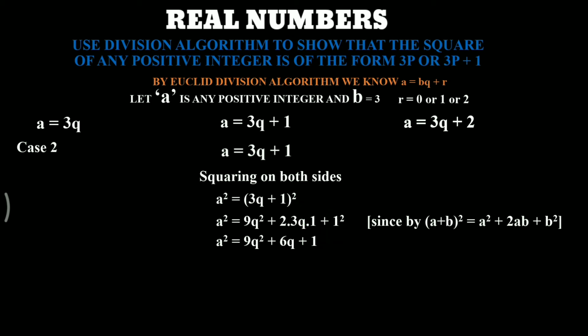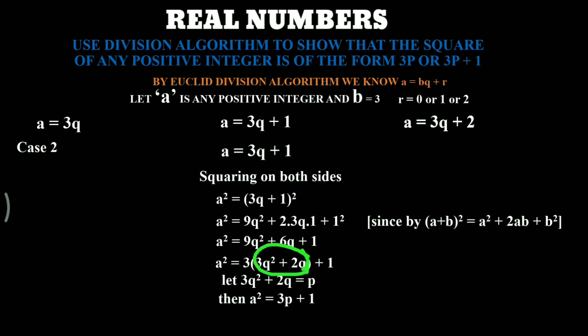The next, I am going to take 3 common from the first two terms, as 9 can be expressed as 3 times 3 and 6 can be expressed as 3 times 2. So I have taken 3 common. So if you take 3 common, 3 of 3q square plus 2q plus 1. So here I am going to assume that 3q square plus 2q is equal to p, and I am going to replace it. Then a square is equal to, here I am going to replace this value, I assume that this is p. So in place of the total value, if you write p, what happens? 3p plus 1. So square of this number is in the form of 3p plus 1.